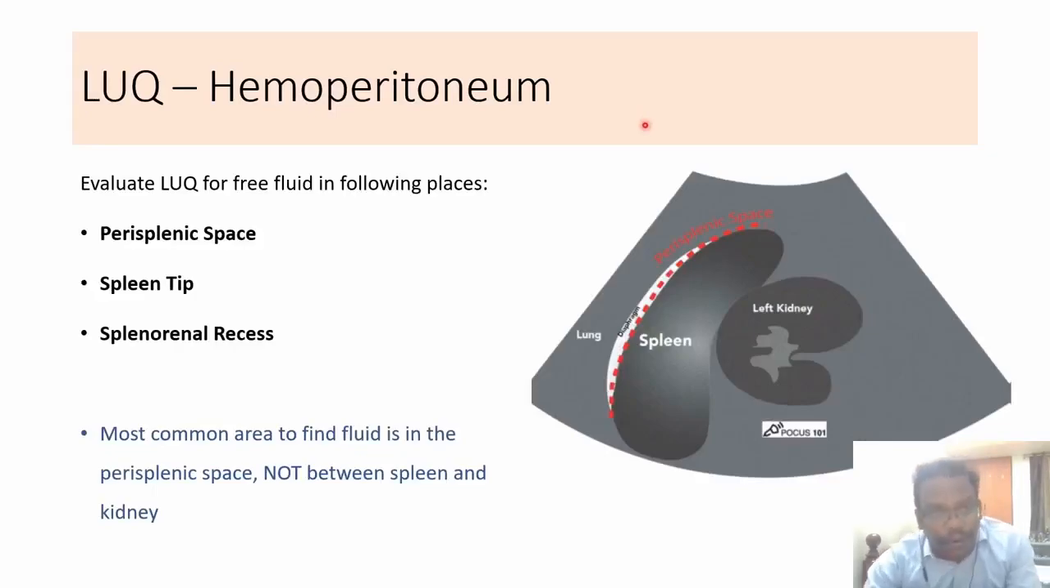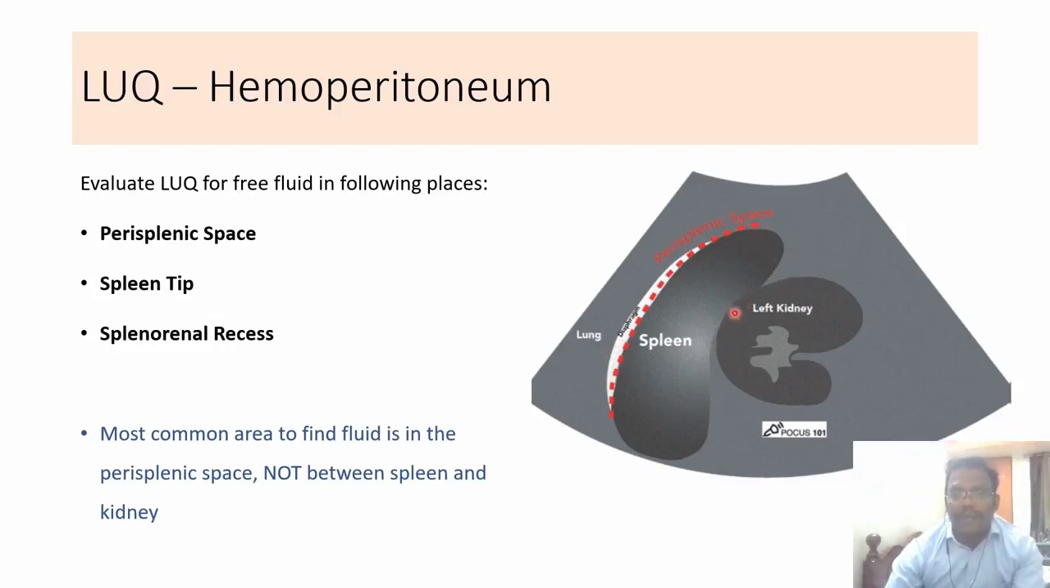So moving to the left upper quadrant view. In the left upper quadrant view, we have to check for free fluid in three spaces. One is the perisplenic space, the space just below the diaphragm or above the spleen. This space is also called the subphrenic space. And second, the space around the tip of the spleen. Third space is the splenorenal recess.